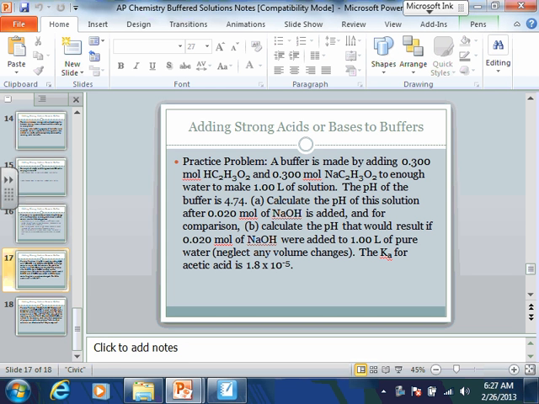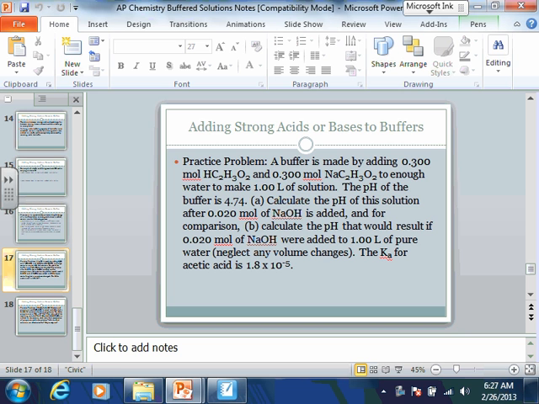So if we want to know the pH of a solution after we add some NaOH, this is kind of a tricky problem, right? Because we've got 0.3 moles of the acetic acid and 0.3 moles of the sodium acetate in the solution, and then we want to know what's the pH of the solution after 0.020 moles of sodium hydroxide is added.